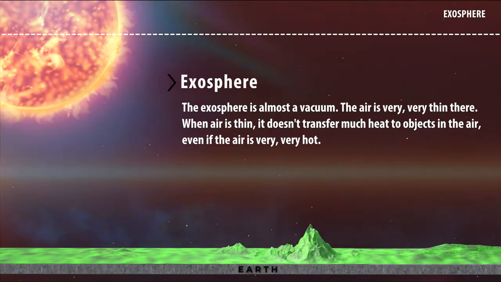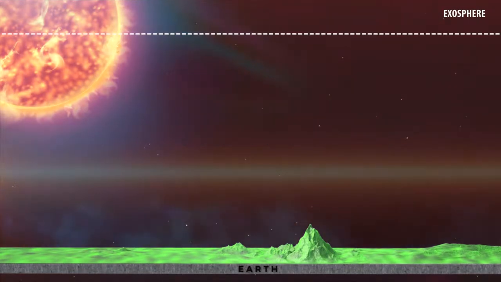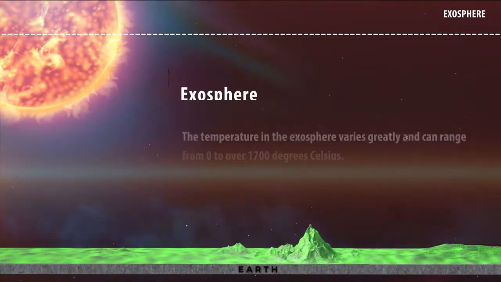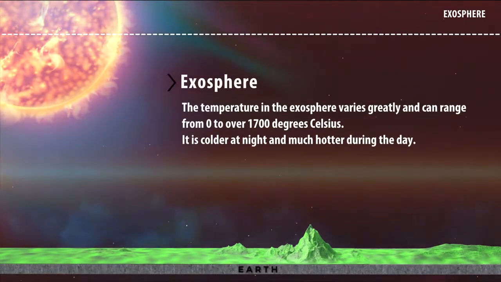The exosphere is almost a vacuum. The air is very, very thin. When air is thin, it doesn't transfer much heat to objects in the air, even if the air is very, very hot. The temperature in the exosphere varies greatly and can range from 0 to over 1700 degrees Celsius. It is colder at night and much hotter during the day.